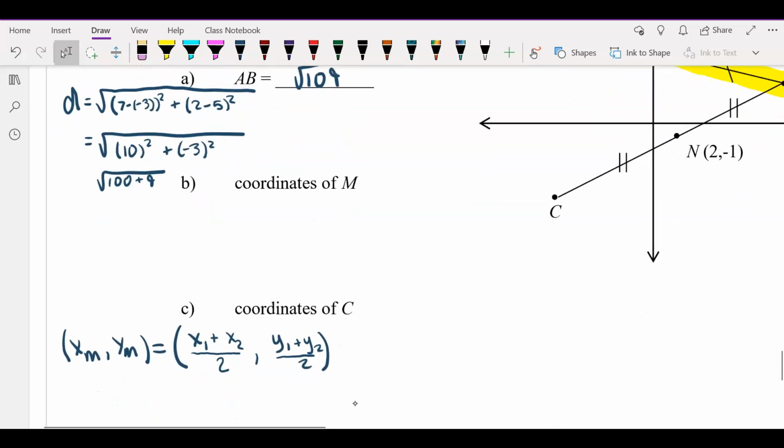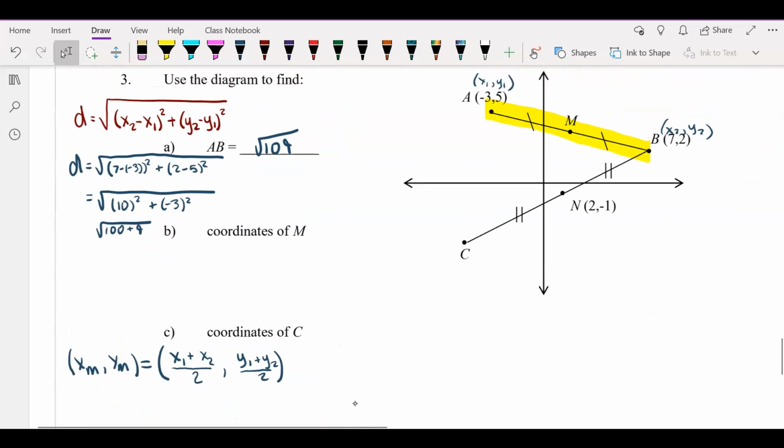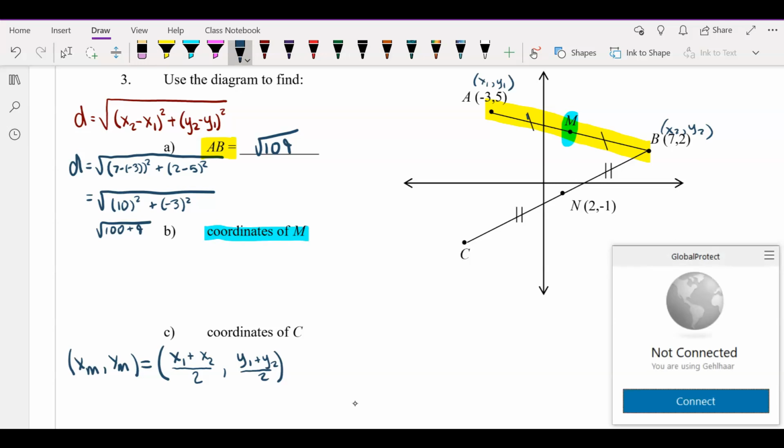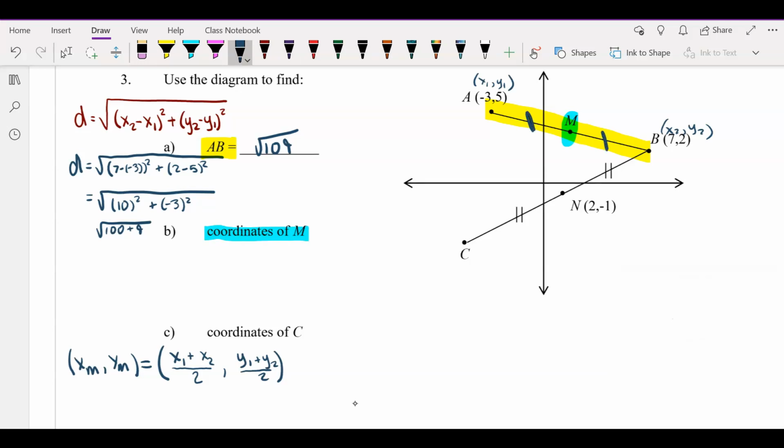All right, then the next part here is the coordinate M. So we need to figure out the coordinate M. The first step was finding the distance. Coordinate M looks like the midpoint. I know that it's the midpoint because I have these two tick marks here telling me that AM and MB are congruent to each other. So I'm going to use the midpoint formula that I also have written down here. I'm going to use the x2, y2 and the x1, y1 in the same exact way that I used in the first problem. So over here, I'm going to plug it all in.